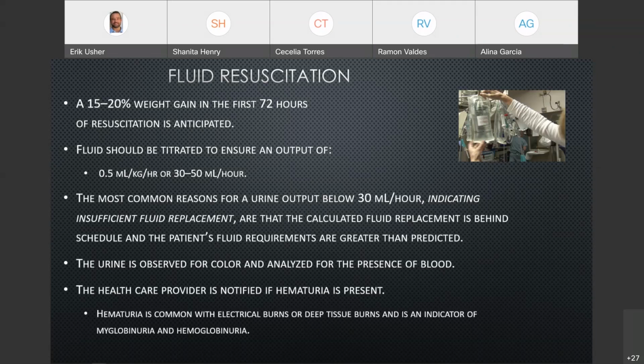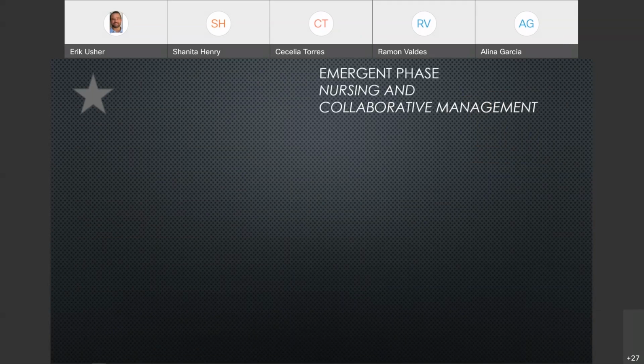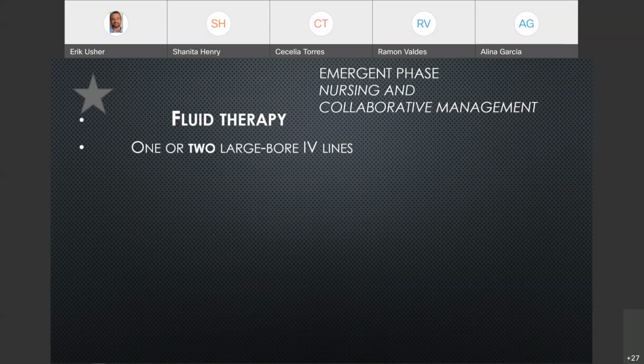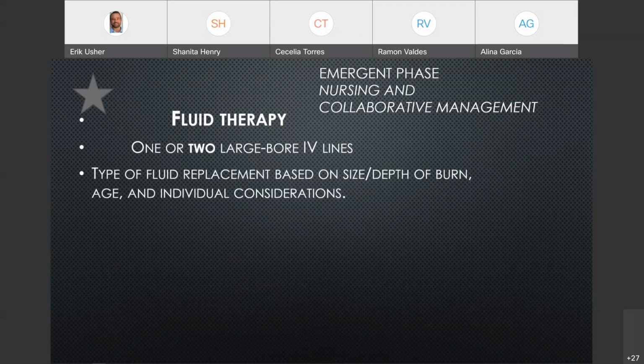It's an indicator of myoglobinuria and hemoglobinuria, and that destroys the kidneys, and that can lead to real problems. These patients need to have higher volumes of fluid to dilute that out so it doesn't lead to acute tubular necrosis and acute renal failure. And that brings us to our magic Parkland formula of the day. It's the fluid therapy. So we want to get a couple of lines in them. One, preferably 2 large bore IV.